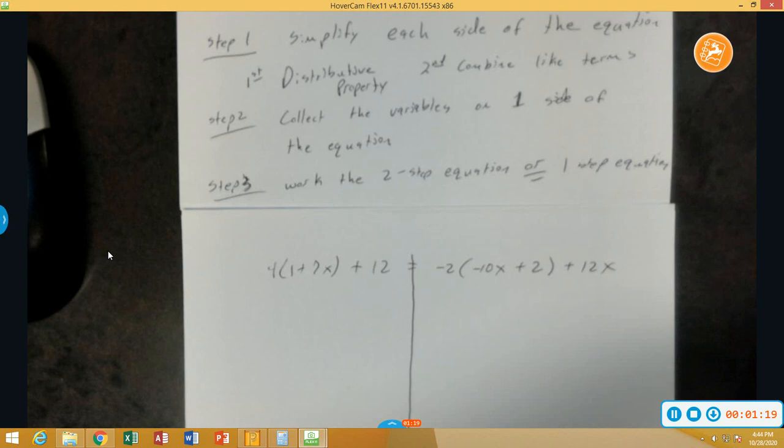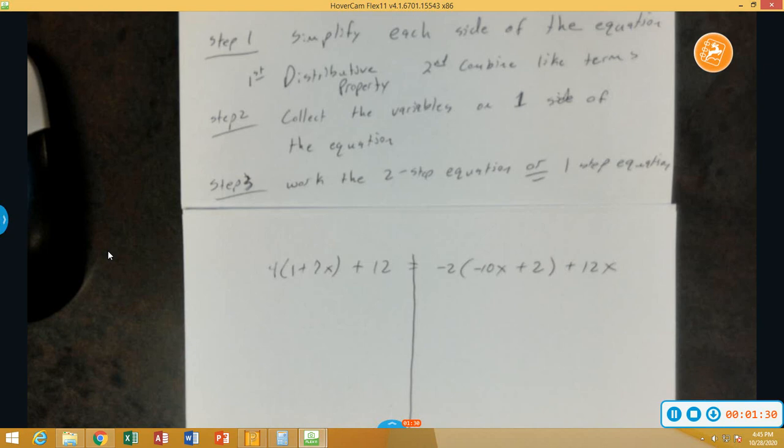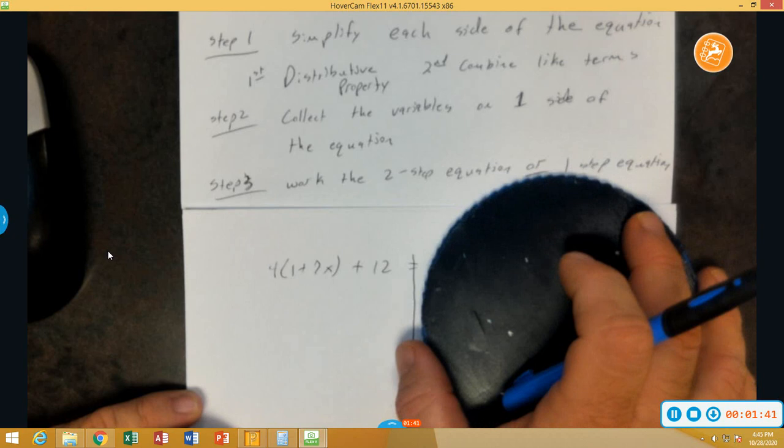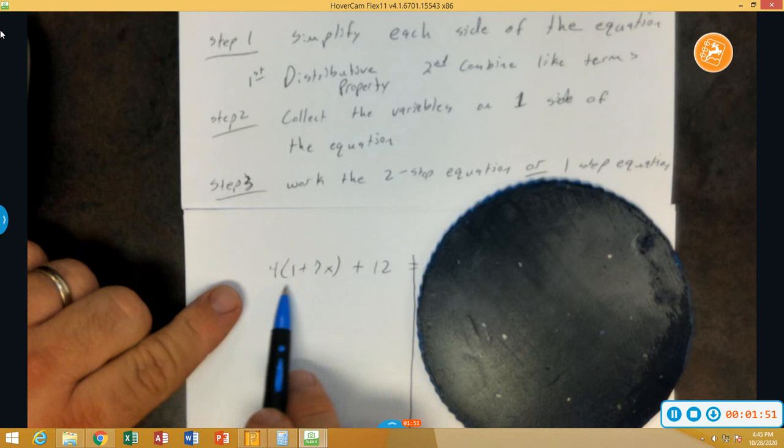So first, we're going to simplify each side of the equation. What I like to do is cover up each side as I go, so that my eyes aren't going anywhere and I'm able to focus better. So let's cover up the right side and simplify this side. First, we look for distributive property. We have distributive property right here, so let's do that first.